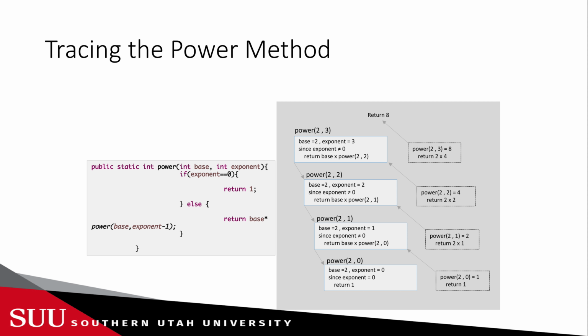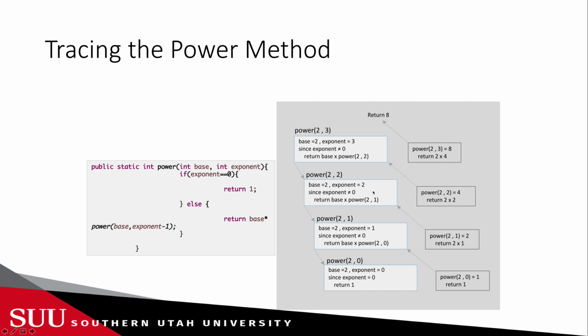So let's see if we call the power method with the base equal to 2 and the exponent equal to 3. The first call is going to come to the method here, and we will check, is the exponent equal to 0? In this case, the exponent is not equal to 0, it's equal to 3. I will not execute this code, I will execute this other piece of code. So I will return the base, which is 2, times whatever I get from calling the power method with base equal to 2 and exponent equal to 2.